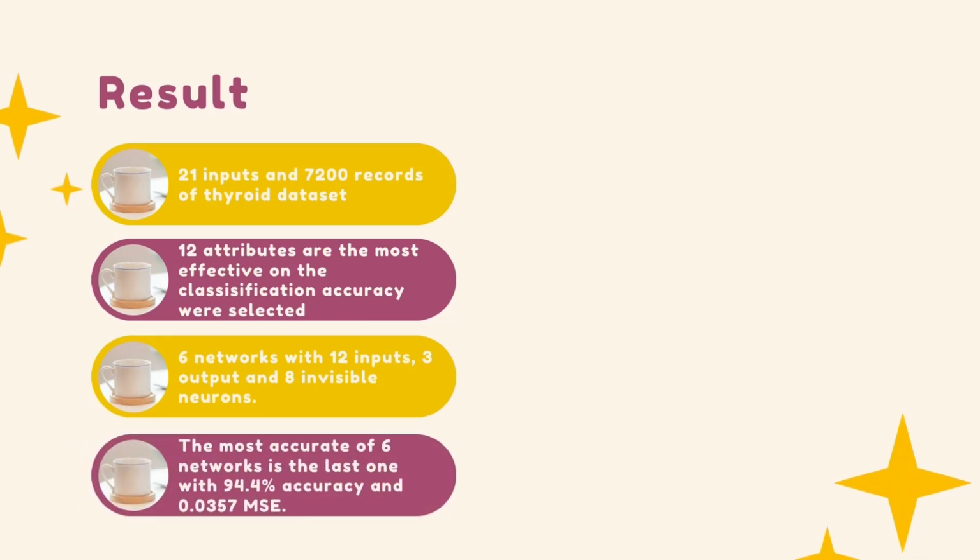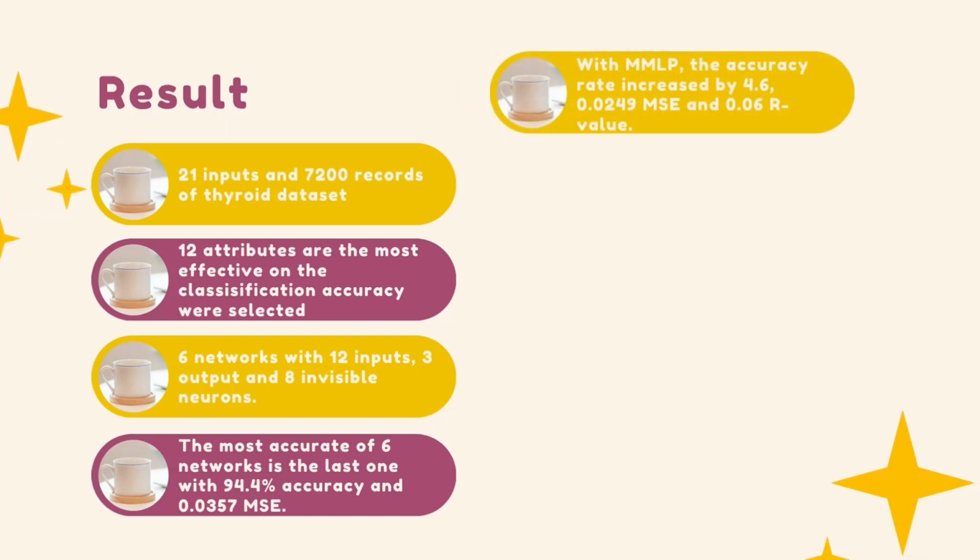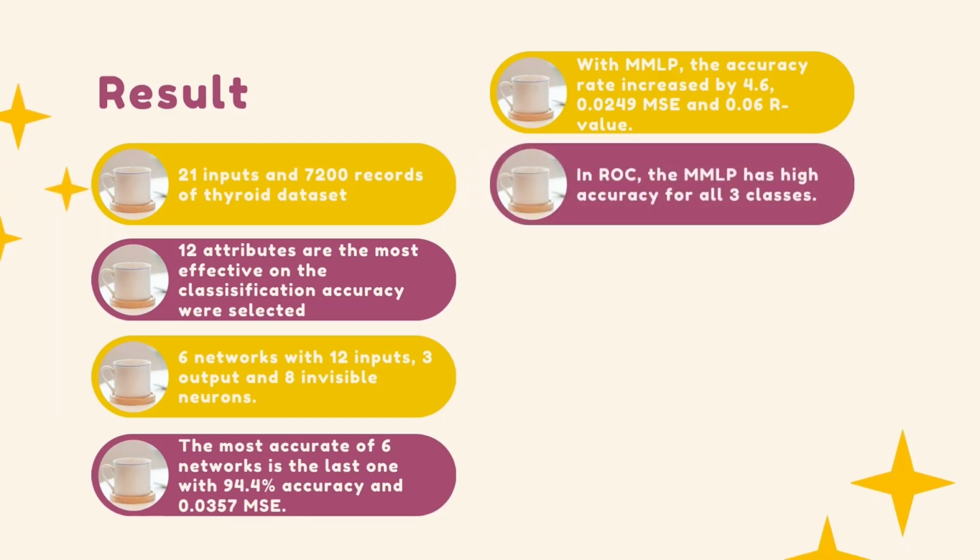Among the 6 networks, the most accurate is the last one with 94.4% accuracy and 0.0357 MSE. After applying MMLP, the accuracy rate increased by 4.6%, 0.0249 MSE, and 0.06 R value. Besides, in narrow C, the MMLP has high accuracy for all the 3 classes.